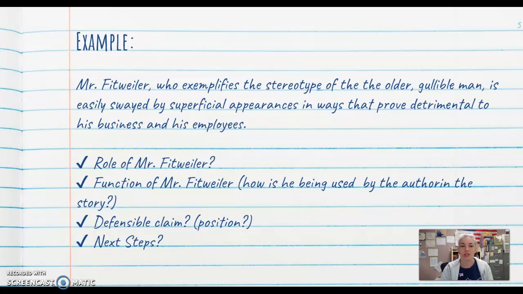So it's because of Mr. Fitweiler. He is the one who opens that door to bring Mrs. Barrow in and to set up, unwittingly, of course, he didn't know this was going to happen, but he set up that conflict between Mr. Martin and Mrs. Barrow. Is my claim defensible? Am I stating a position that I can argue? Yes. What are my next steps?